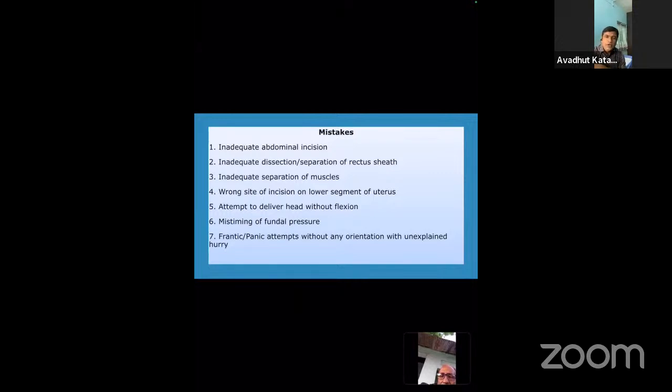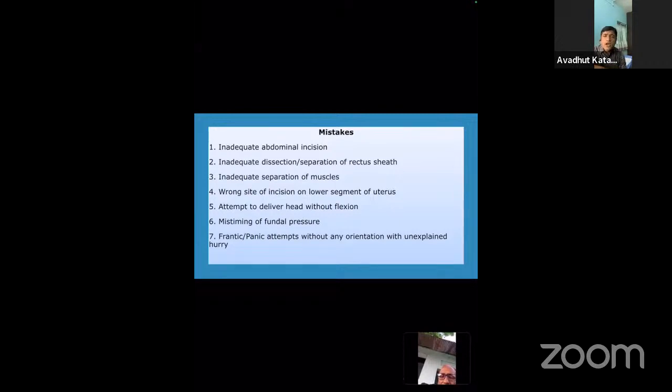So the bands are going to trouble you in the extraction of the fetal head. Inadequate separation of muscles. Sometimes muscles are very much adherent to each other. We cannot get space to open the peritoneum. So inadequate separation of muscles. Wrong site of incision on the lower segment of the uterus. I have covered these things.